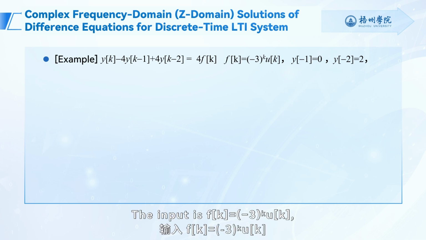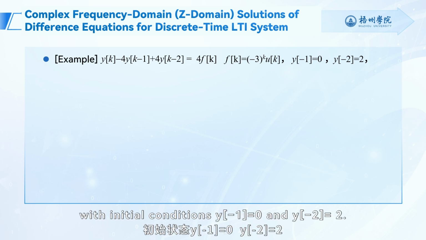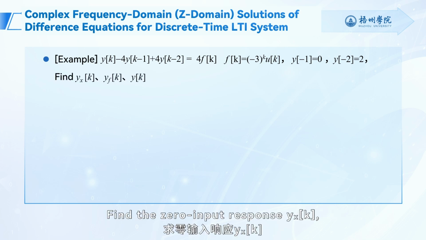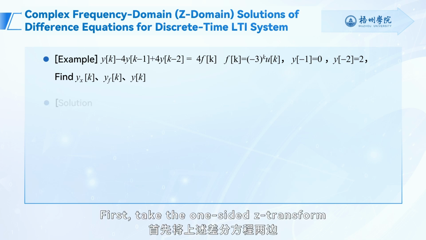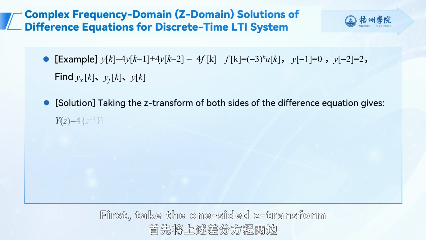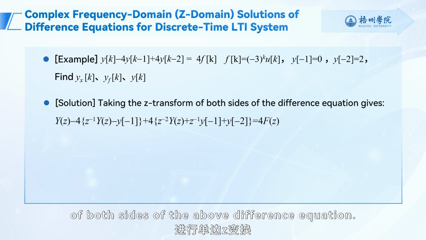The input is f of k equals open parenthesis minus 3 close parenthesis to the power k times u of k, with initial conditions y of minus 1 equals 0 and y of minus 2 equals 2. Find the zero input response yx of k, the zero state response yf of k, and the complete response y of k. First, take the one-sided z transform of both sides of the above difference equation.